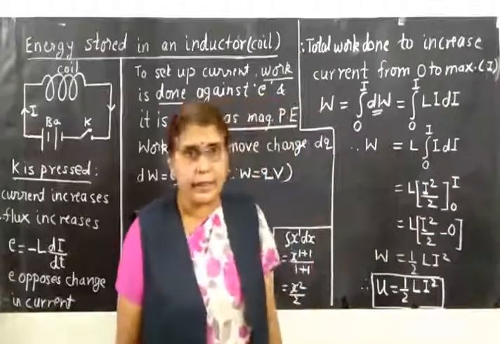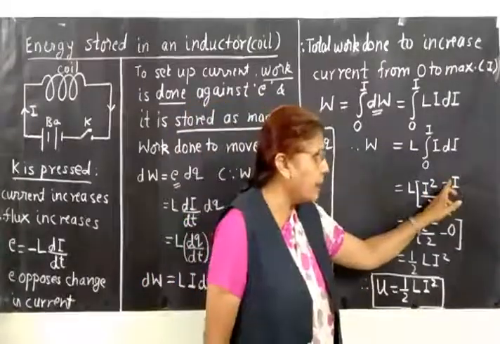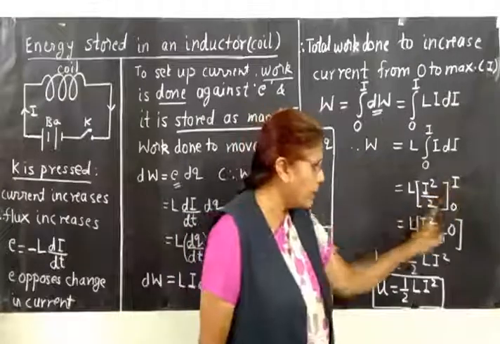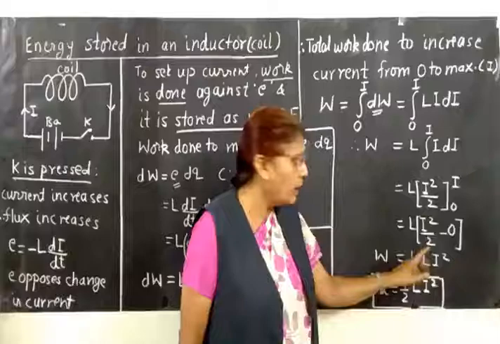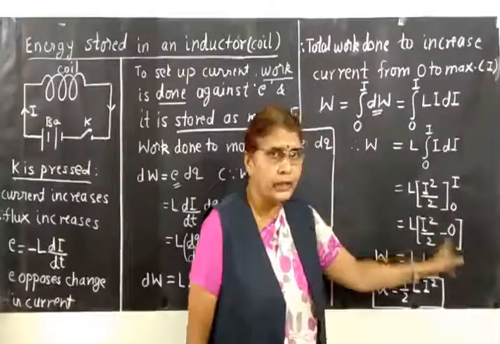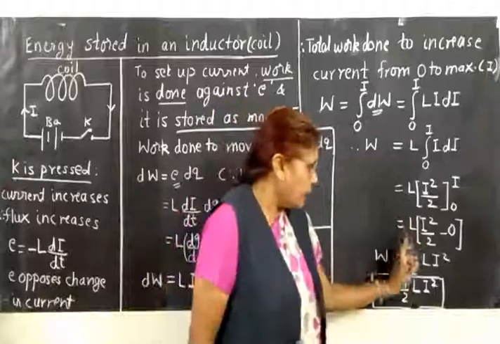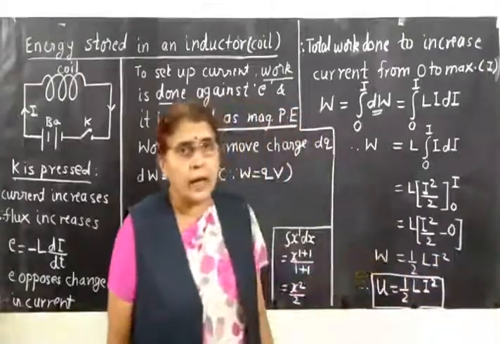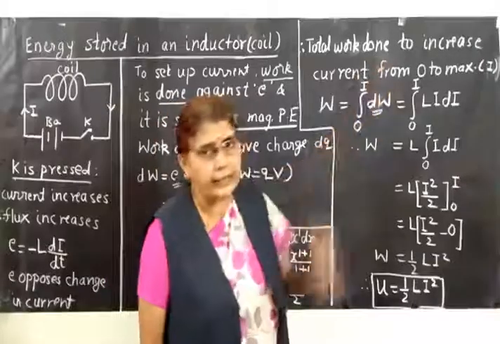How do you solve the integration now? Put the value of the upper limit minus put the value of the lower limit. So upper limit is I, so it remains the same, I square upon 2. Lower limit is 0, so it is minus 0. I takes the value 0, so it is 0. So it is nothing but half L I square. So this is the work done to establish a current I in the circuit.